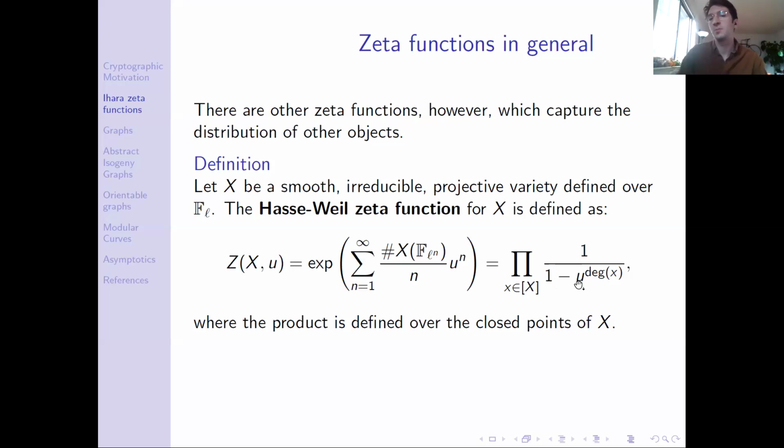Here, instead of 1 minus p to the minus s, you have your variable u, and you have 1 minus u to the degree of the point, where the degree of the point just means the degree of the extension of F_q where that point is defined, right? If you're just familiar with elliptic curves, you can think of this as starting with a concrete equation like y squared equals x cubed plus x, and looking at how many solutions it has in, say, the field with 13 elements, and then 13 squared elements, 13 cubed elements, etc. And you put those all together into this function, which you can then use to study the distribution of those point counts.